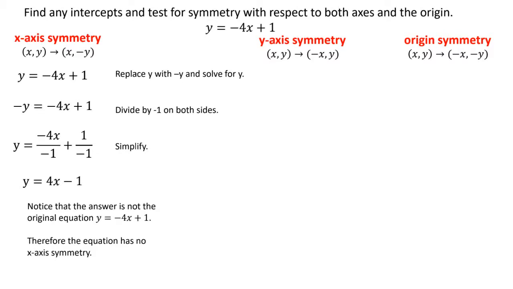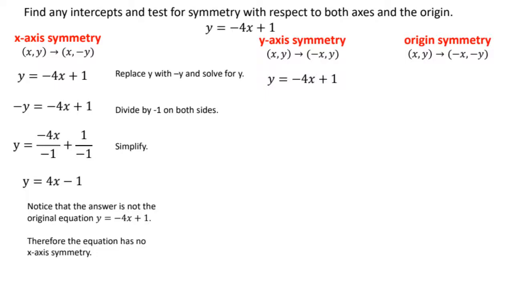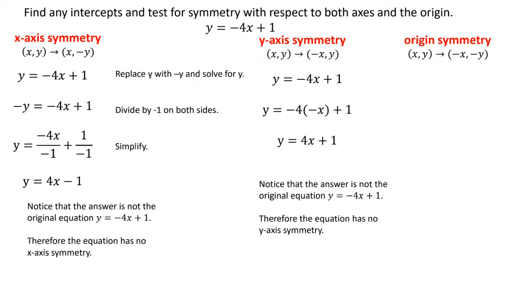Now let's check for the y-axis symmetry. We're going to do the same, except we're going to replace the x with a negative value. So when we do this, we have negative 4 times a negative x plus 1. When we simplify that, we're going to get y is equal to positive 4x plus 1.